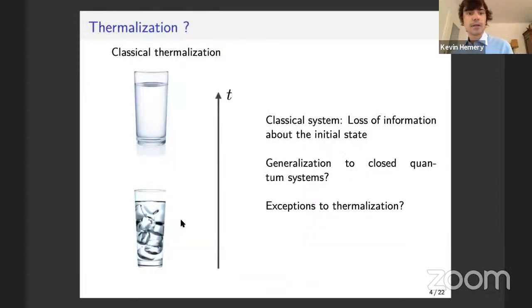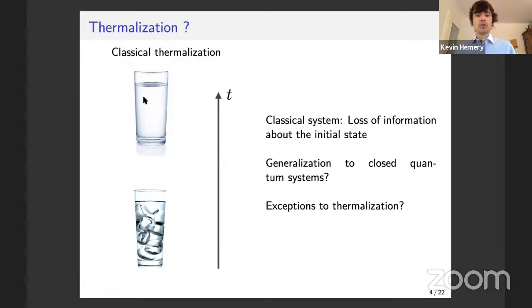Let's start with thermalization and try to understand a bit better what we mean by thermalization, especially for quantum systems. It's good to start with a simple example of classical thermalization. One key feature of thermalization for classical systems is that we have a loss of information about the initial state. If we take the example of a glass of water with some ice, when we do the time evolution of the system, the ice melts, right? And it's impossible to say at the end, when we have this homogeneous system, that we started from this inhomogeneous system with ice and water.